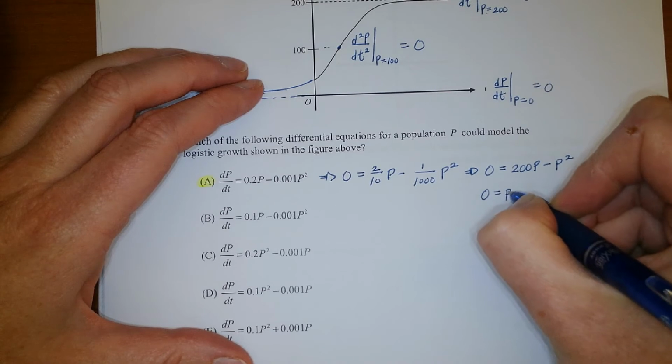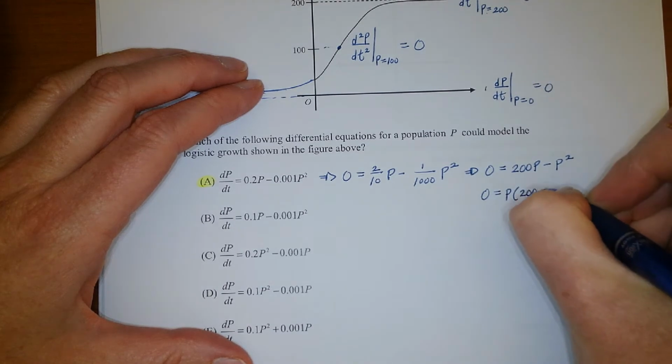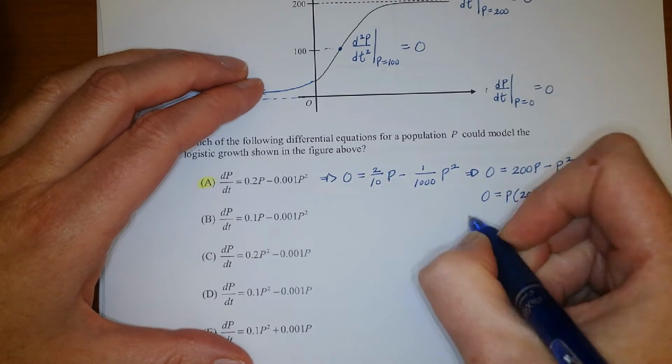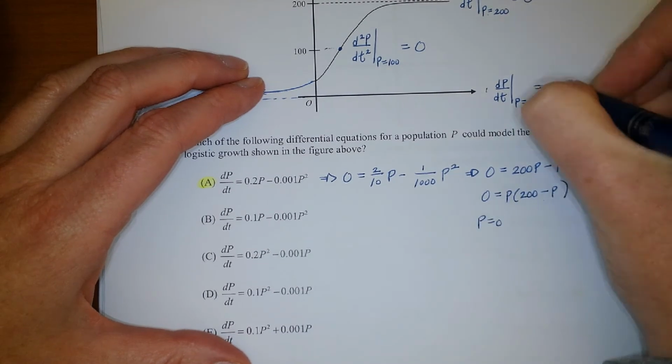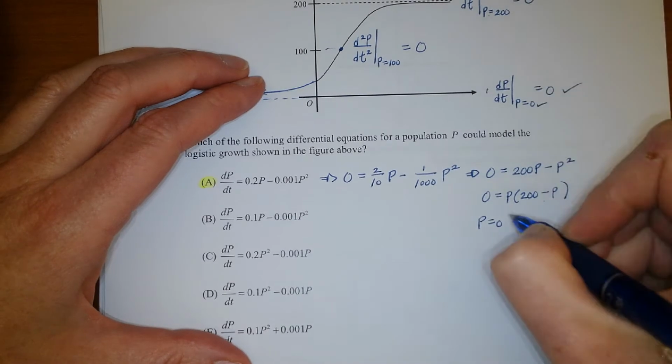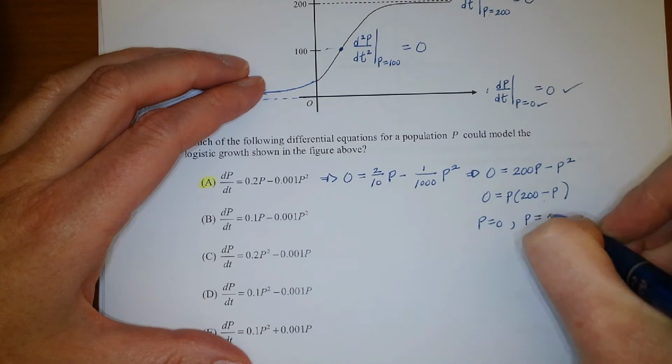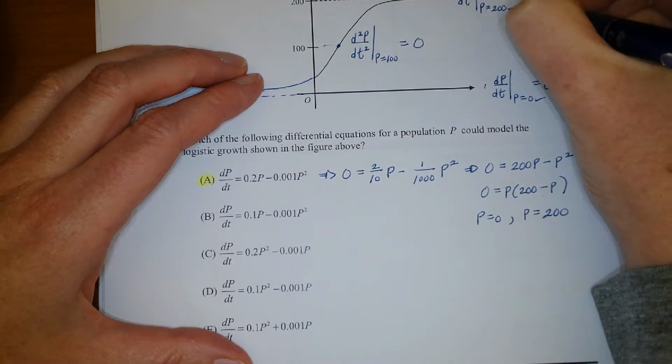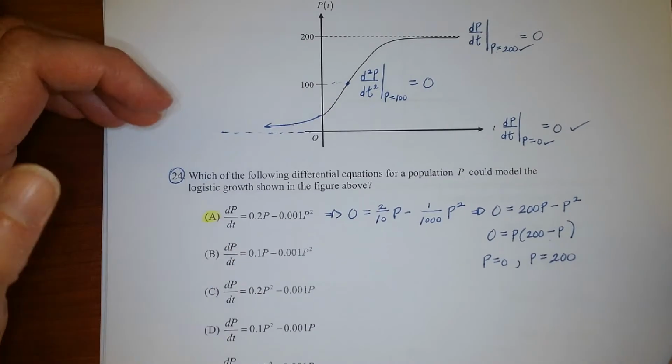And then remember, we're solving for the P values that give a derivative of 0. So you could factor P out. And then hopefully you can see here that you'd get P equals 0. That's this one. And then you'd get P equals 200. And that's this one. So there you go. That's how I'd rule A in.